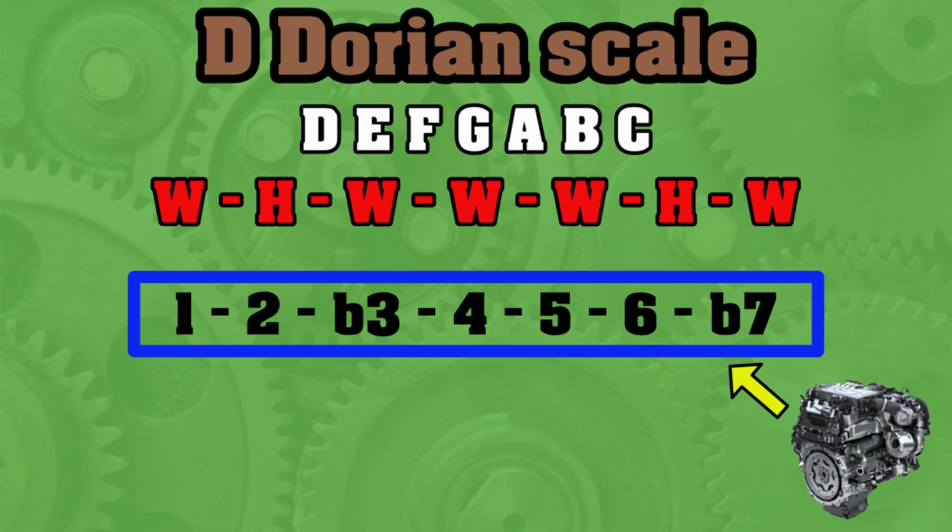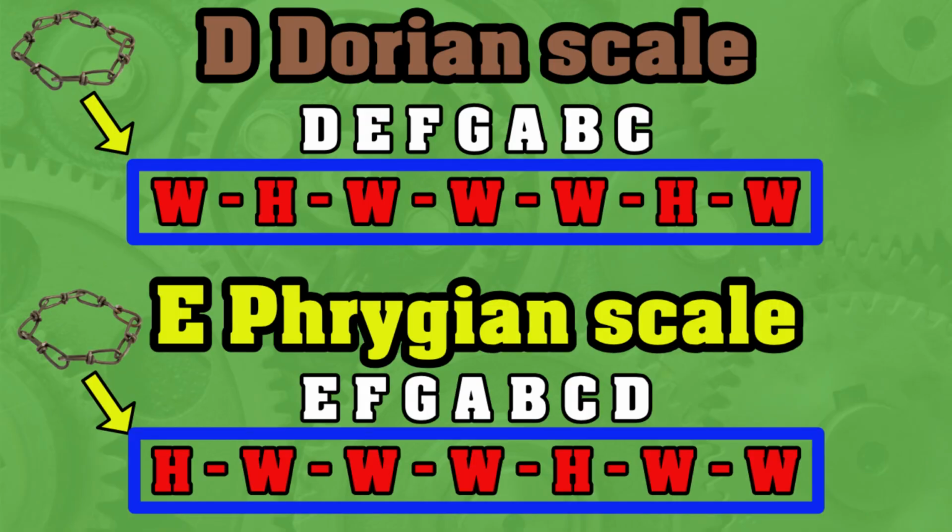Let's now look at the third mode of the major scale, which is the Phrygian mode. So here's your E Phrygian scale. You can see it's the same 7 notes again.